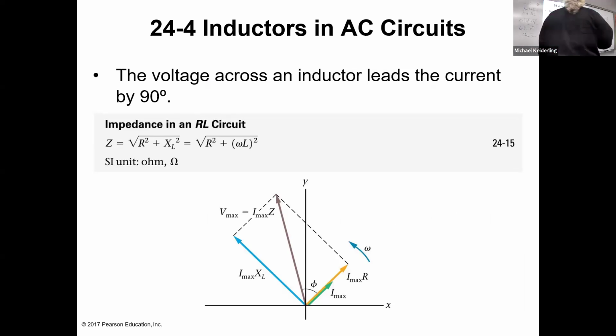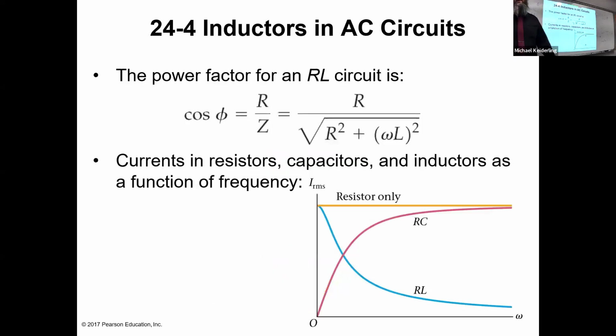So impedance in an RL circuit ends up also being the square root of R squared plus XL squared. So it's R squared plus omega L squared, and it leads. And the power factor is still R over Z, which is still cosine phi, but now that angle is leading instead of trailing.